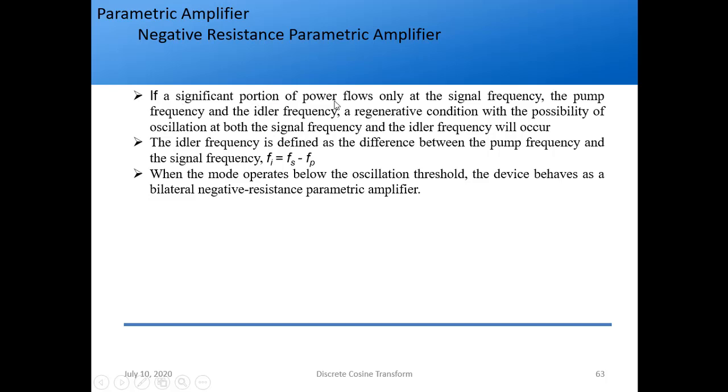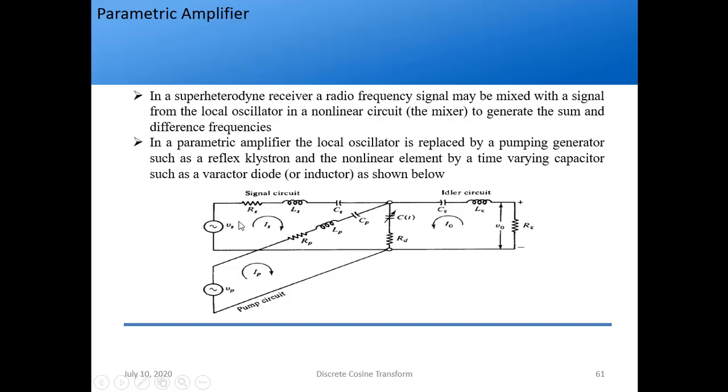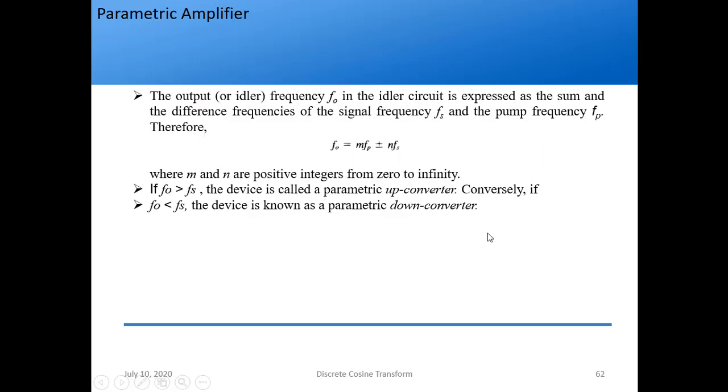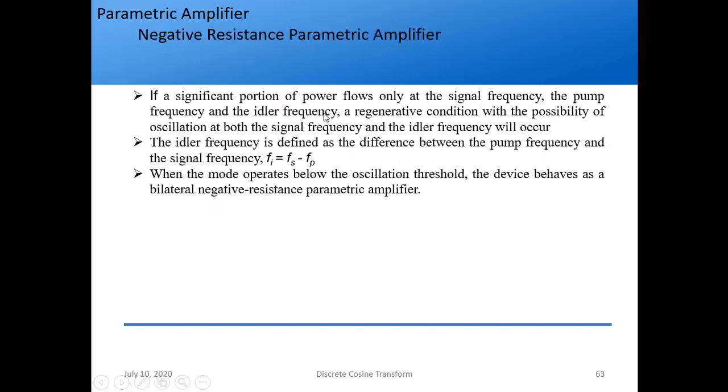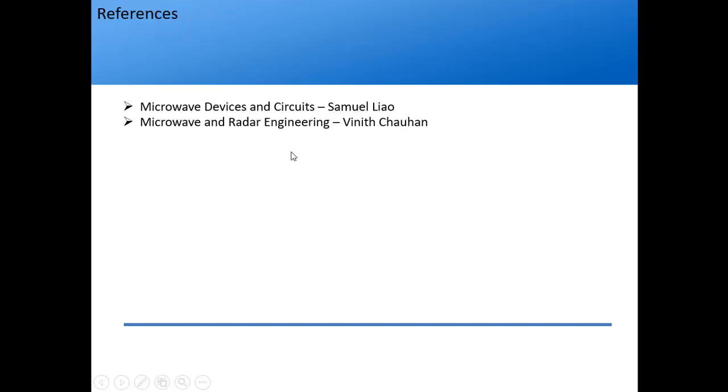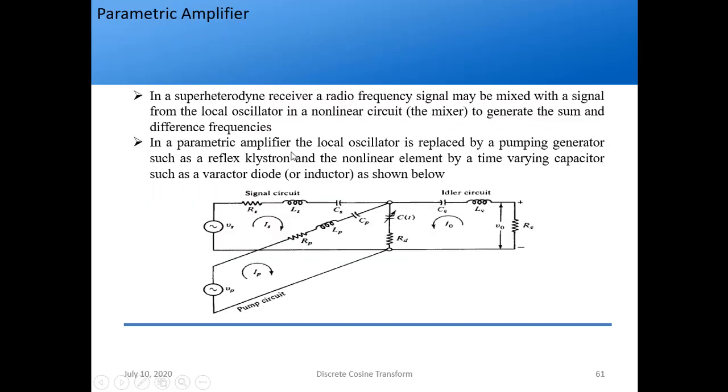Next is the negative resistance parametric amplifier. If a significant portion of power flows at the signal frequency, pump frequency and idler frequency, all three frequencies, what happens is a regenerative condition with the possibility of oscillation at both the signal frequency and idler frequency. The idler frequency is defined as the difference between pump frequency and signal frequency, so fi is fp minus fs. When the mode operates below the oscillation threshold, the device exhibits a negative resistance parametric amplifier. So this is essentially what you can write for the parametric amplifier.